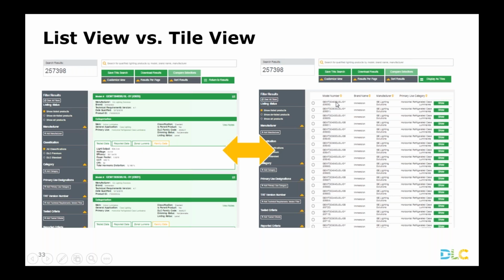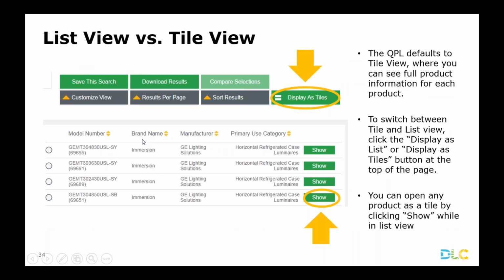So we created a list view as well. You can look at a group of products, as many as I think 100 per page, grouped into a list. And this is really handy when you use it with the customized view, and I'll show that in the slide in a second, and I'll demonstrate how that can be used to compare groups of products or to see a lot of information about a group of products as opposed to a lot of information about a single product.